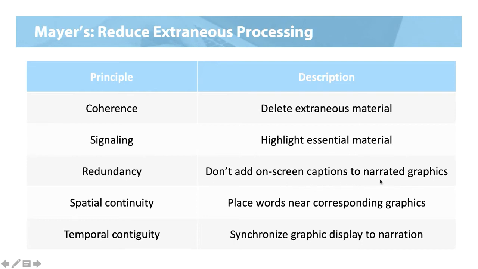It turns out that that audio channel that they're listening to can't compete very well, or competes too much, let's say, with the on-screen text. And if you are going to place words near the graphics, don't put a graphic way up here and the words way down here, because it'll be difficult for them to make that connection. And synchronize the graphic with display. If you're going to talk about a photo, don't bring the photo on 30 seconds before you talk about it. Bring the photo on exactly at the same time that you talk about it.